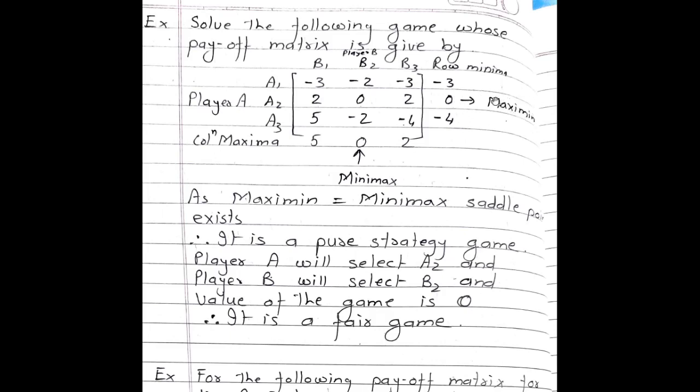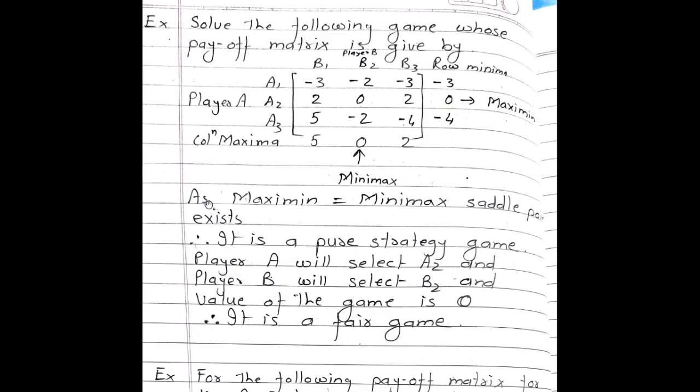After getting maximin value, we will write column maxima at the bottom of the table. -3, 2, 5. Pick up the maximum element, which is 5. -2, 0, -2. Maximum element is 0. -3, 2, -4. Maximum element is 2. So among these maximum elements, pick up the minimum element, put an arrow, we call it as minimax. So 0 is minimax value and 0 is maximin value.